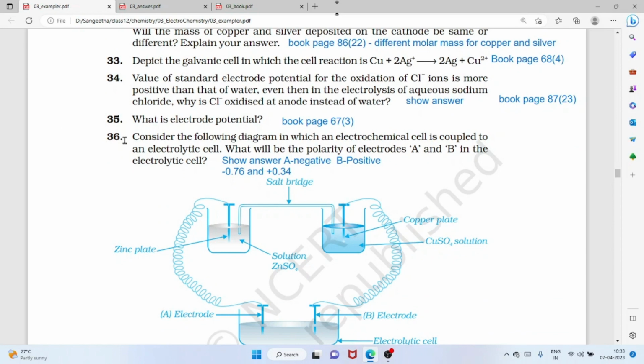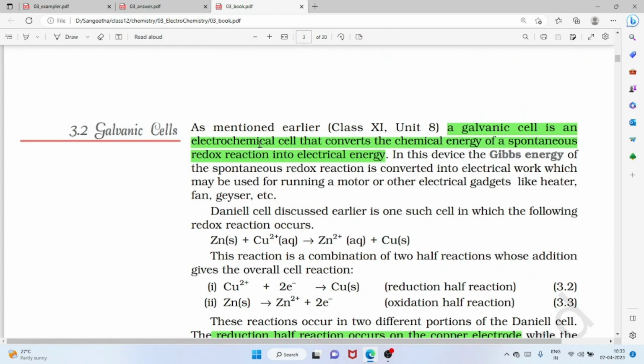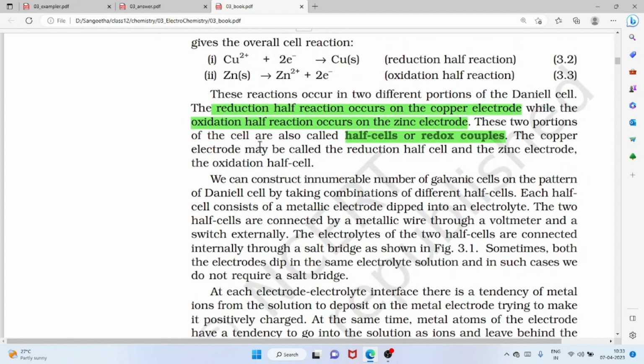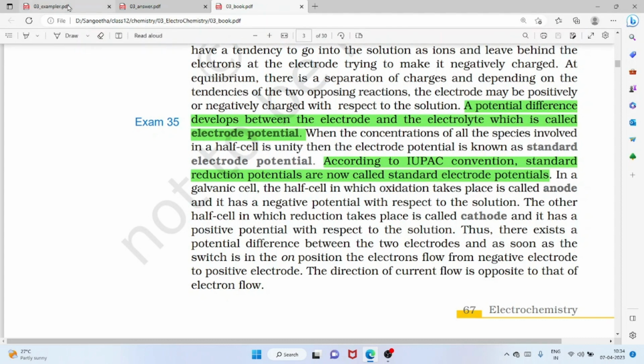What is electrode potential? The potential difference between the electrode and the electrolyte is called electrode potential.